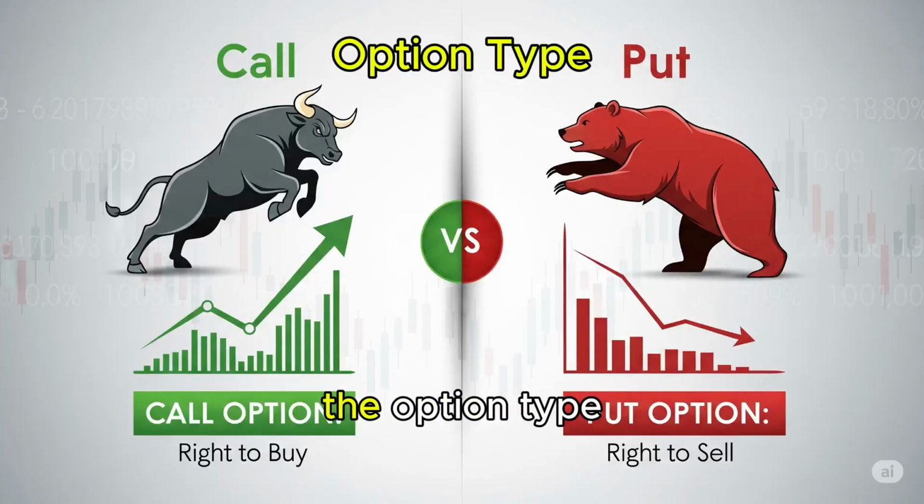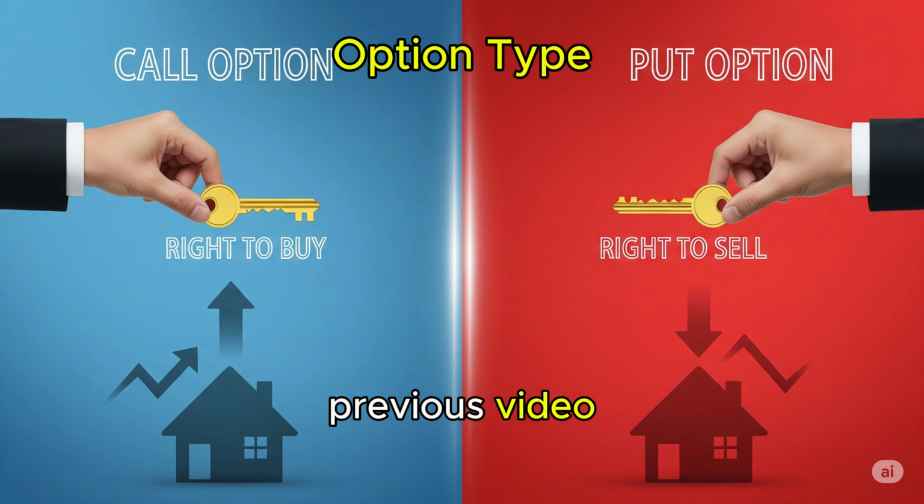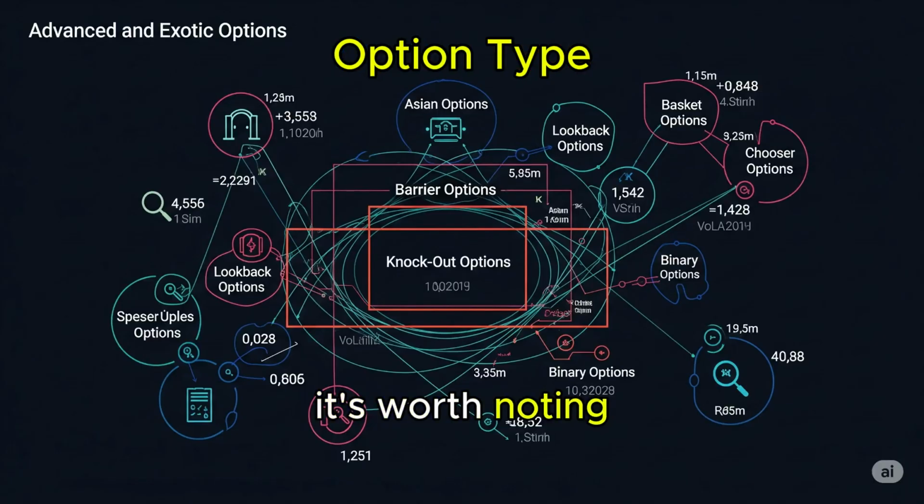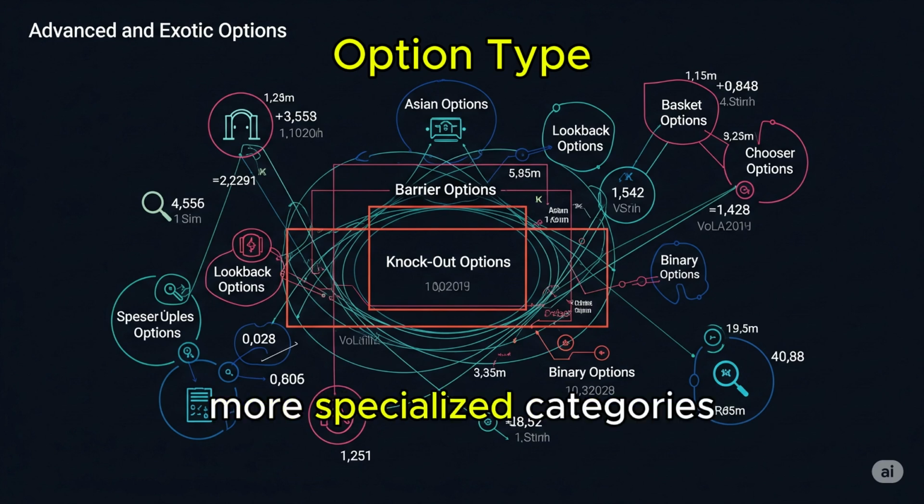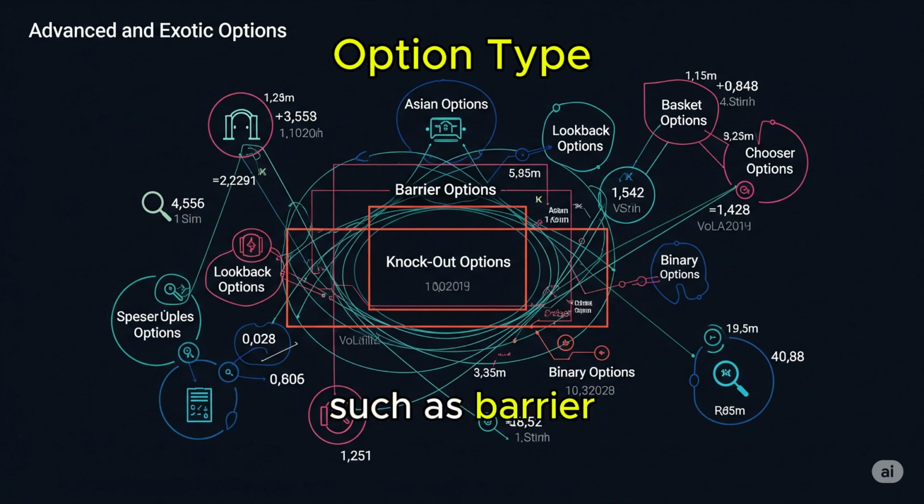Next, let's clarify the option type. Every contract specifies whether it's a call option or a put option. As we discussed in a previous video, a call gives you the right to buy and a put gives you the right to sell. While calls and puts are the most common, it's worth noting there are other, more specialized categories of options, such as barrier options, like knockout options, and other more exotic options, which we might explore in a more advanced lesson later in this series.